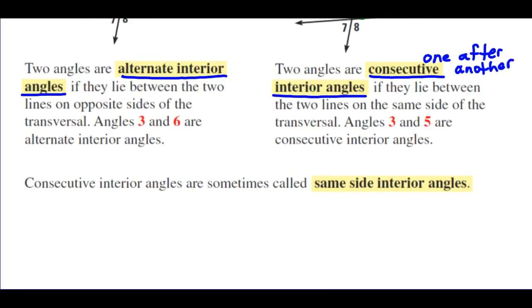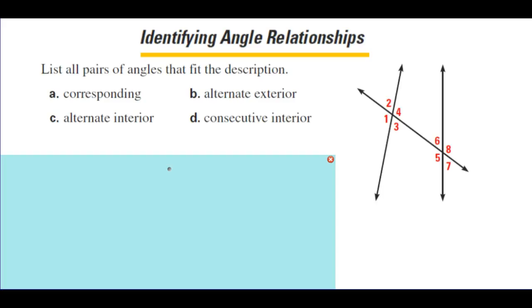Consecutive interior angles are sometimes called same side interior angles. It's just something that you might see. So in identifying angle relationships, let's pause the video here. If you're at home watching, go ahead and sketch this diagram onto some notebook paper so that you can come back after you have listed all the pairs of angles that you feel fit these descriptions, and I will reveal the answer.